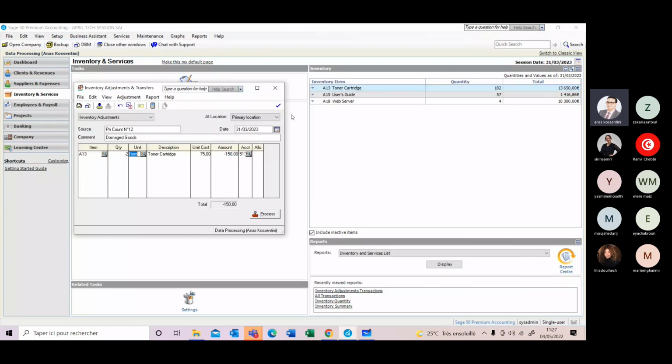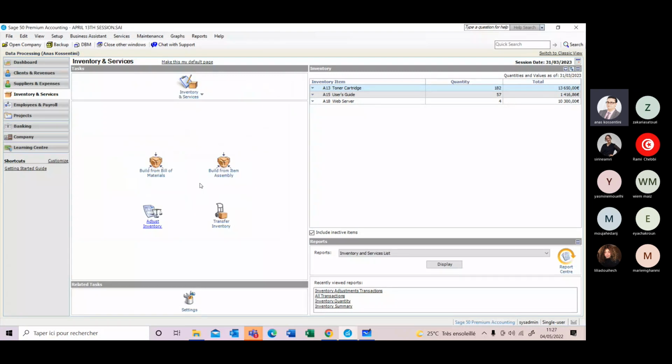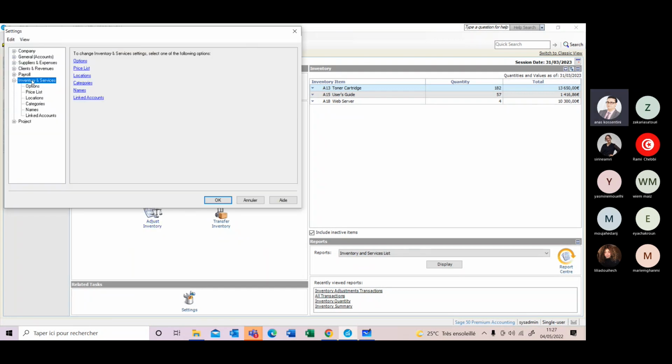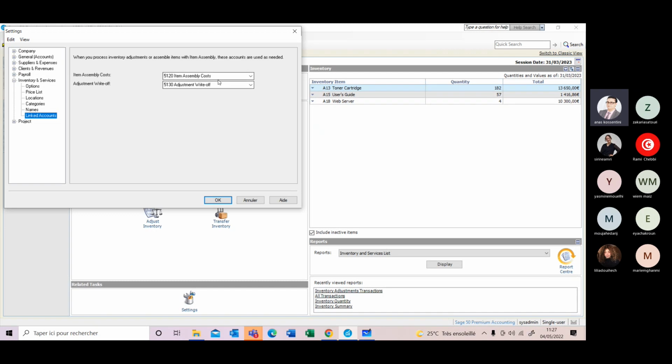And I go back. Okay, so I will go back to this later on, but I would like to show you something. Go to setup. Under setup settings, we are in the inventory and services. You go to linked account. Look at the linked account, guys. So we have something related to the linked account. It's particular to item assembly cost.